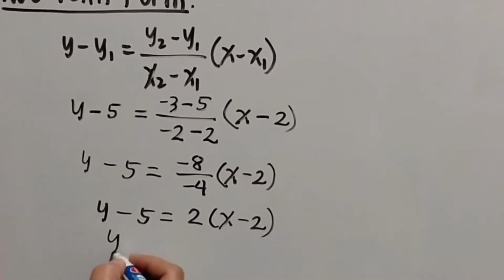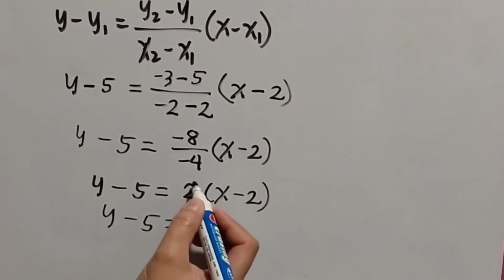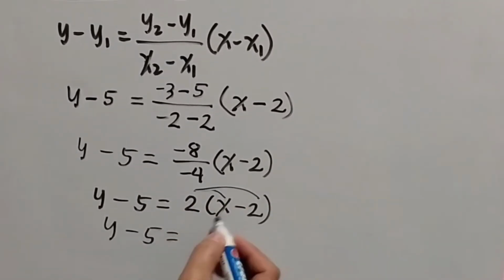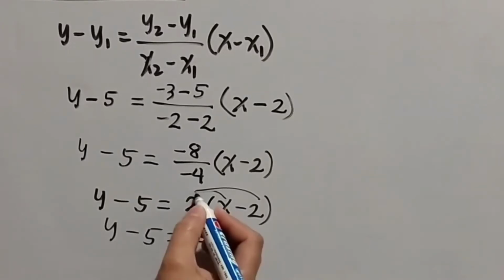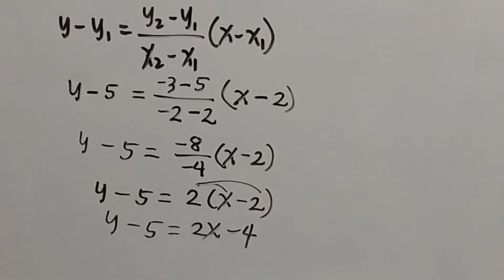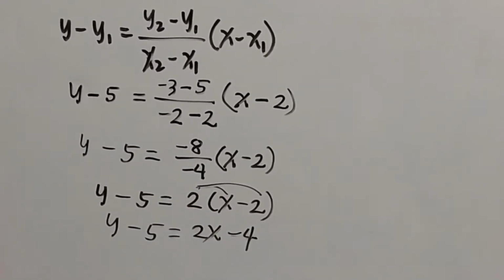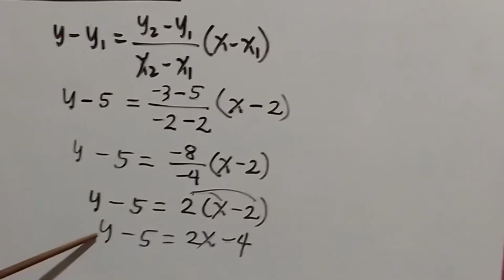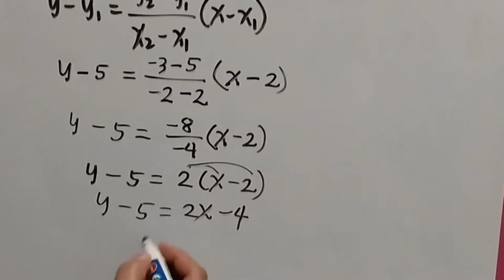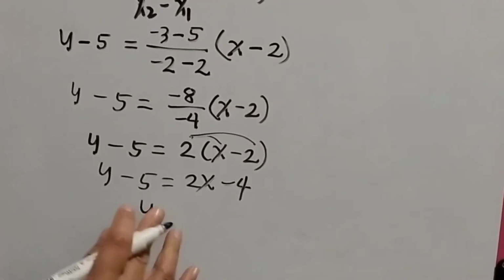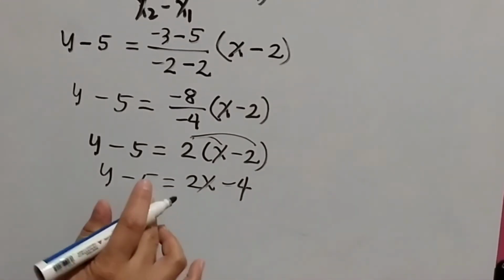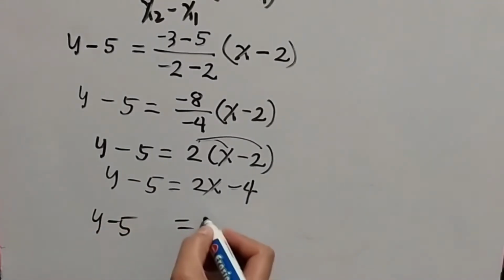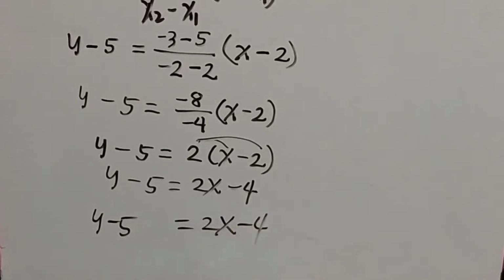Now, this time, we will distribute 2 to each term inside the grouping symbol by multiplying 2 times x, 2x, 2 times negative 2 is negative 4. So from here, we will just write the equation into slope-intercept form. So we need to retain y on the left side. We have y on the left. How are we going to do that? We have negative 5 here. So, y minus 5 on the left and on the right, 2x minus 4.